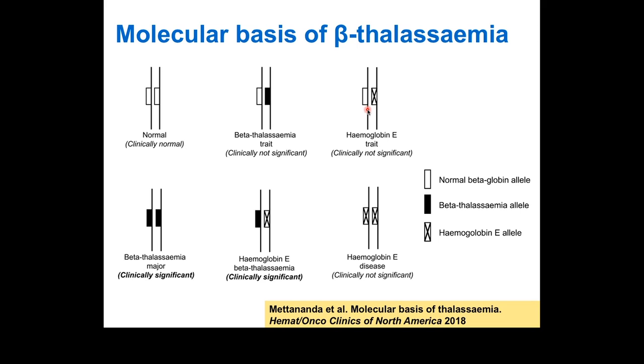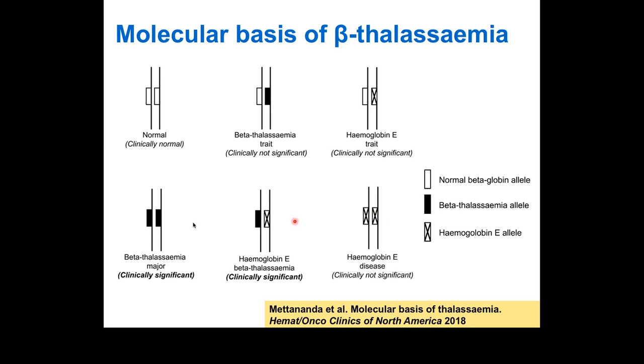However, the reduction in beta globin production in the E mutation is relatively less severe than in the beta thalassemia mutation. Therefore, individuals with a heterozygous hemoglobin E mutation will again be asymptomatic and have what is known as hemoglobin E trait. Similarly, this hemoglobin E can be inherited homozygously.